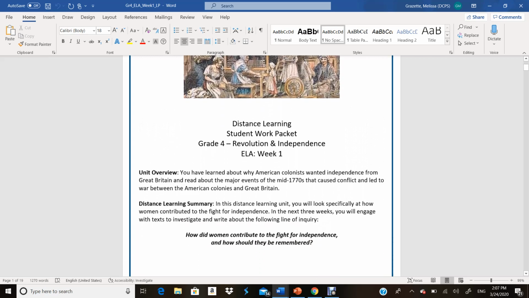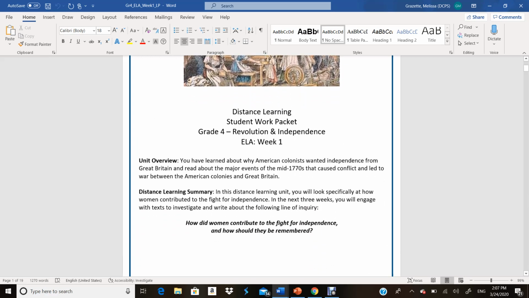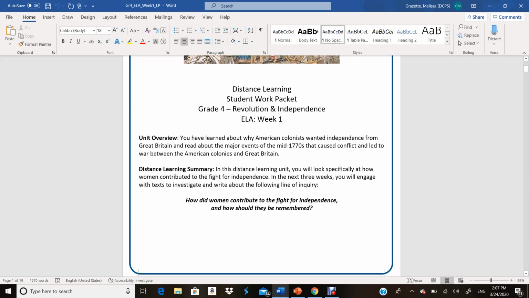As you can see here, if you have your packet out, week one, we're learning about the revolution and independence. We have learned about why American colonists wanted independence from Great Britain. And you've read about the major events of the mid 1770s that caused conflict or issues that led to the war between the American colonies and Great Britain. In this distance learning unit, you're going to look specifically at how women contributed to the fight for independence.